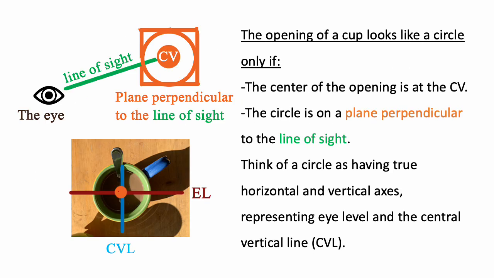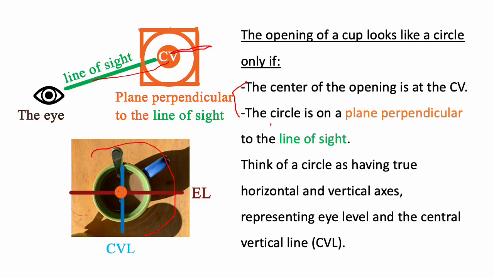The opening of a cup looks like a circle only if two things are true. One, if the center of the cup is at our center of vision, meaning we're looking directly at the middle of the cup. And secondly, the circle is on a plane perpendicular to our line of sight. So here we have a cup and we're looking down at it. It looks like a circle.